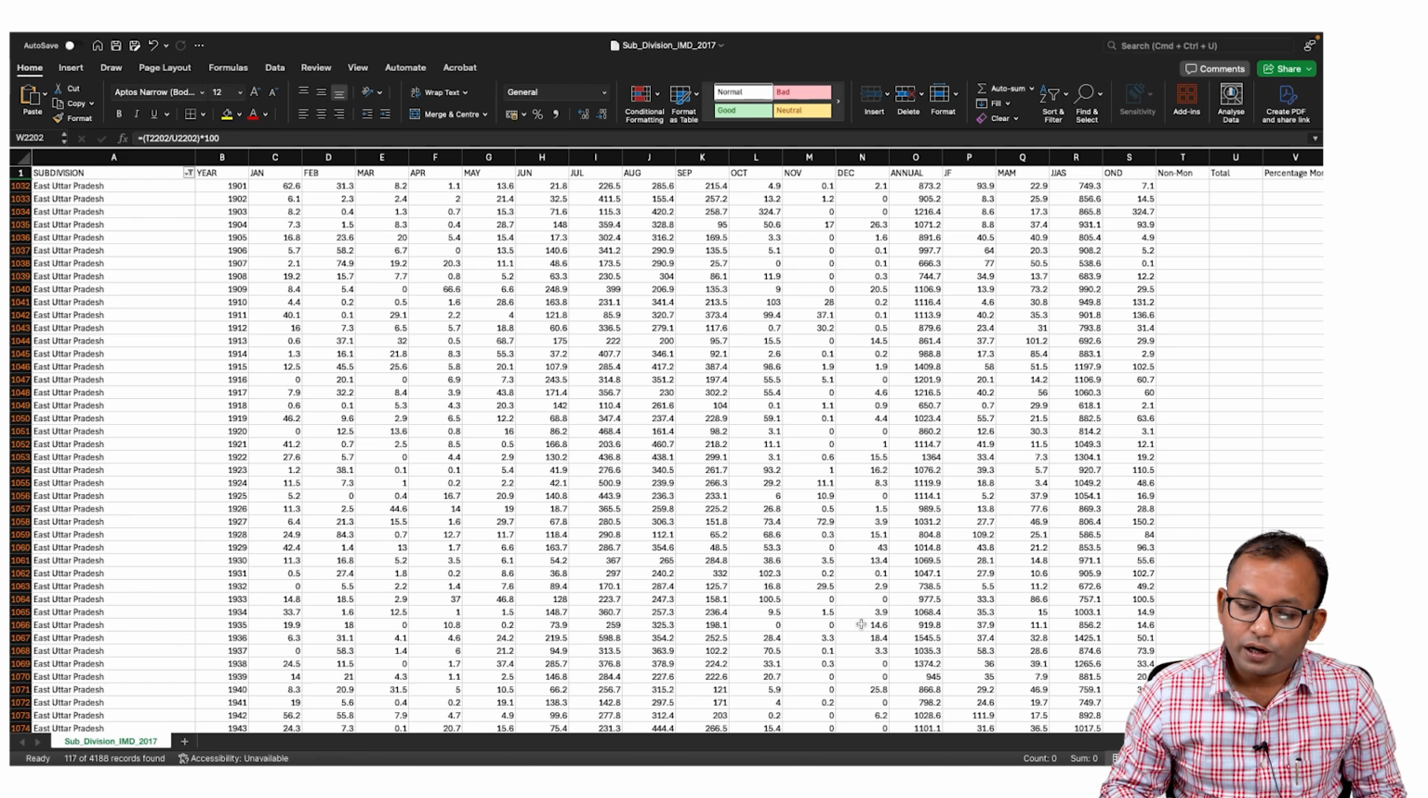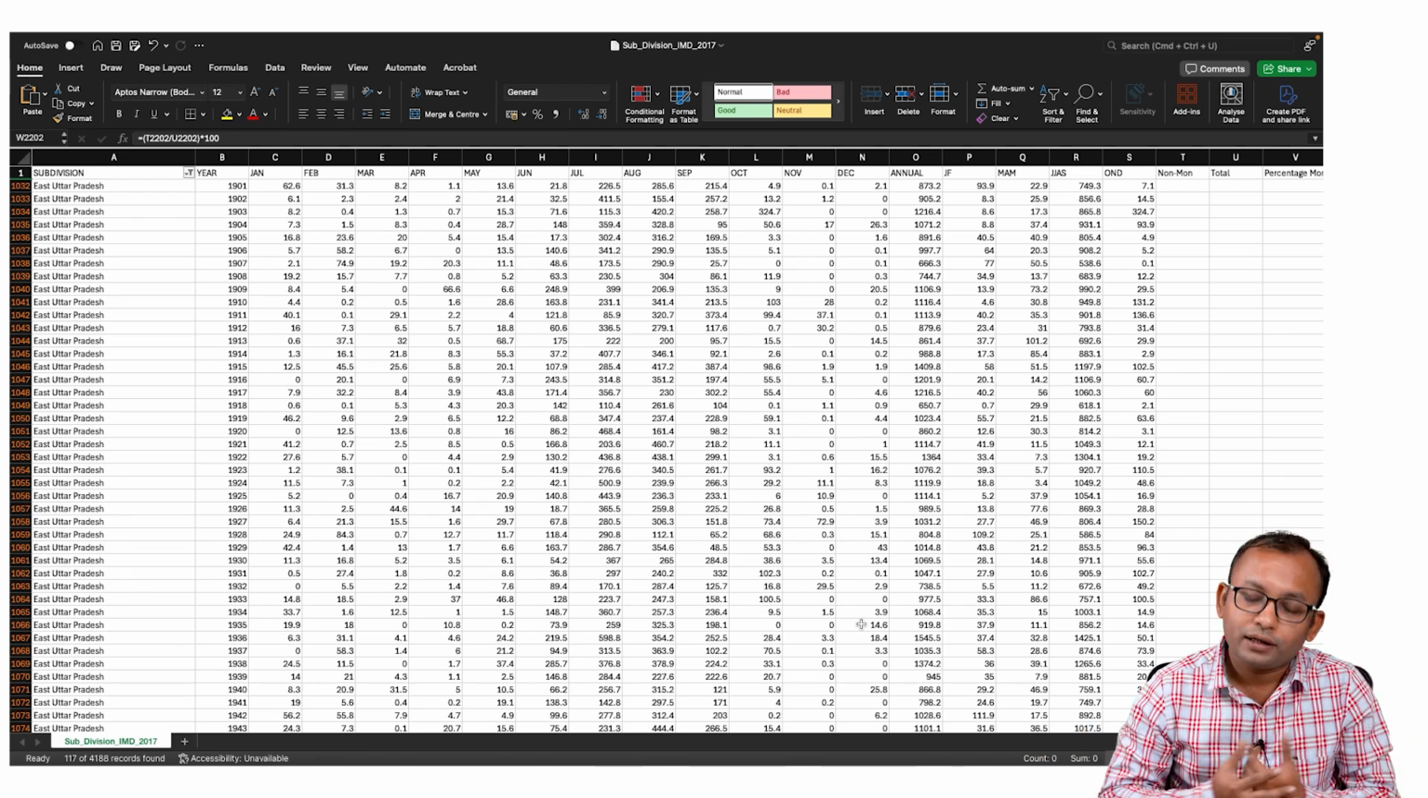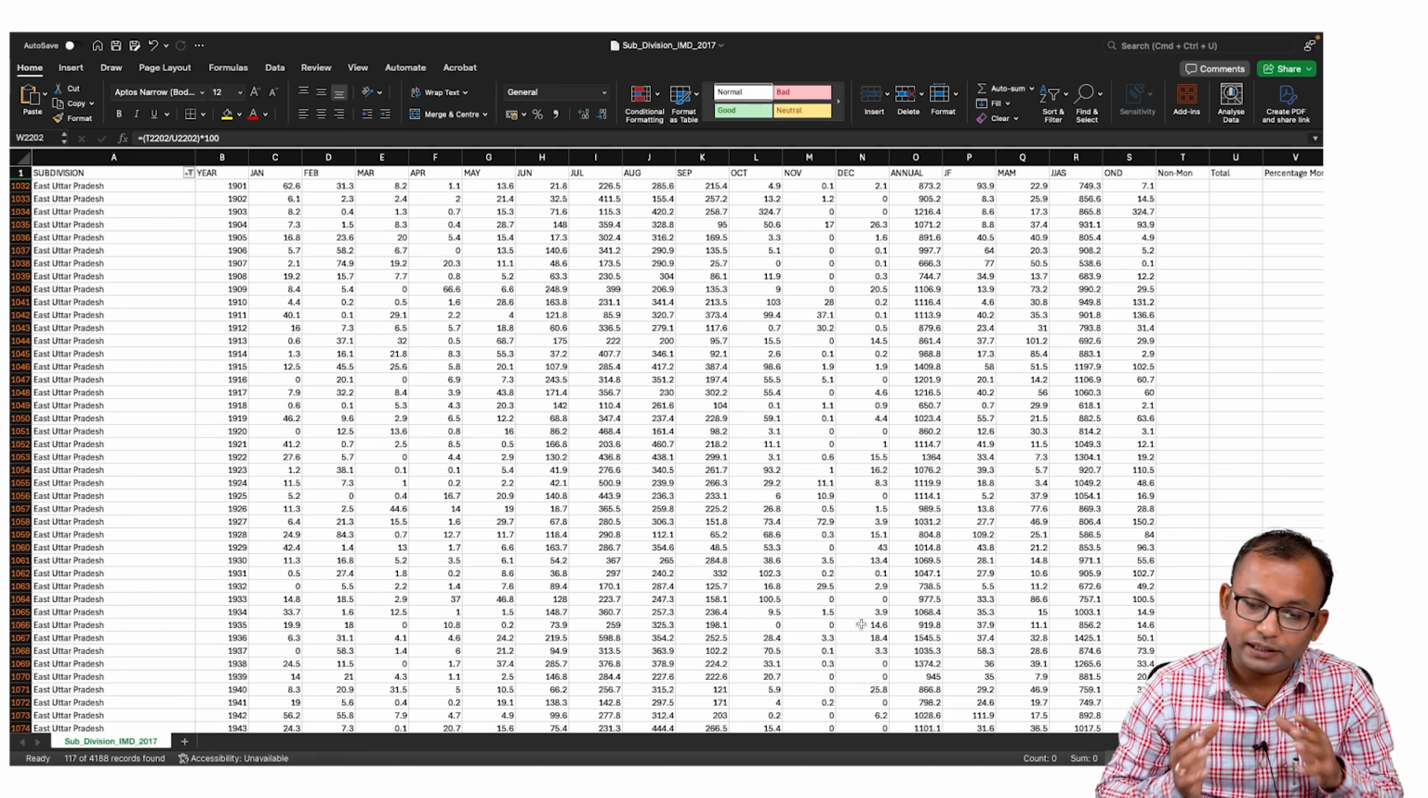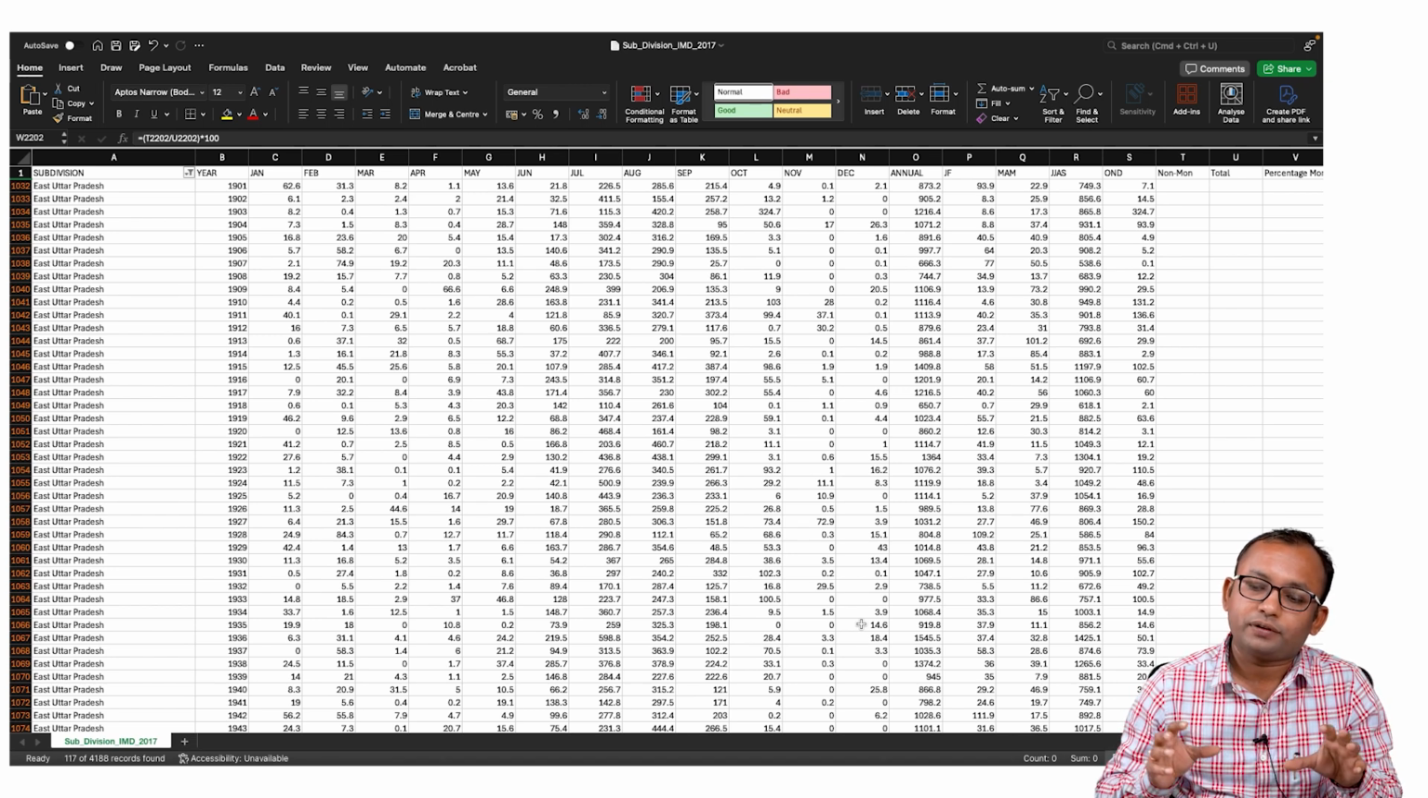So, I hope you have learned from this whole exercise how to handle rainfall data for different months for different regions to identify the overall climatological conditions of different regions across India.